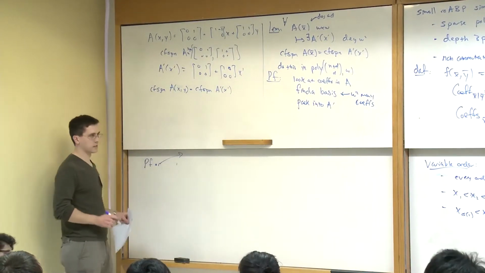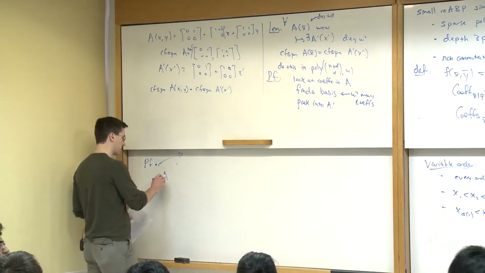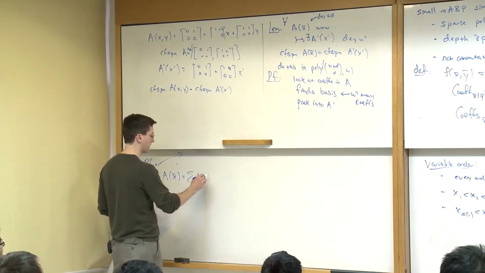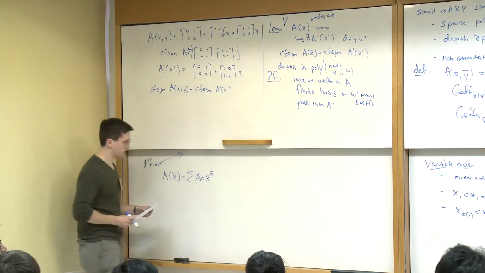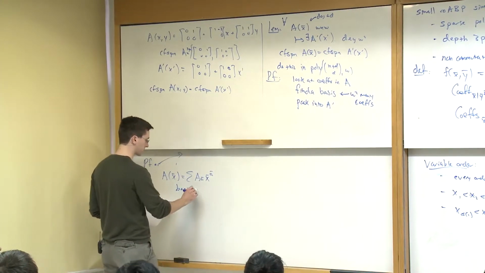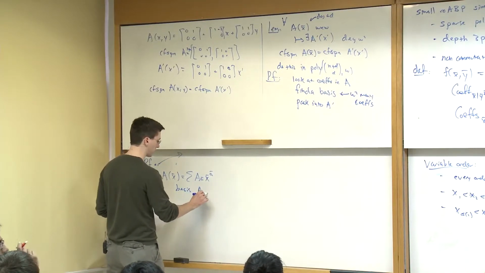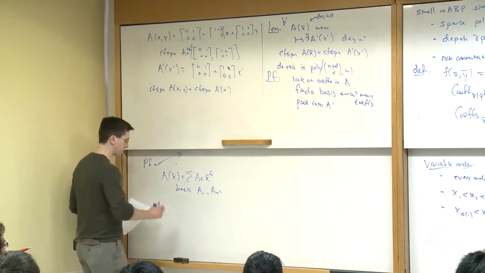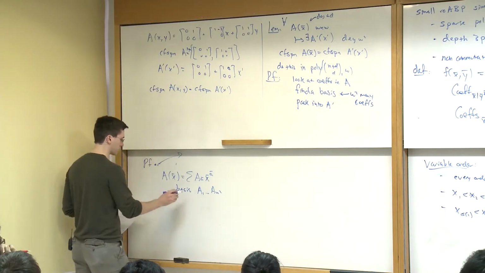Okay, so how do we prove this? Well, I'm doing this online because I wasn't planning on doing it. But suppose you have A of x, right? This summation, something like this, right? And suppose it has basis A1 up to A w squared. Or it has, maybe not a basis, but like a spanning set.